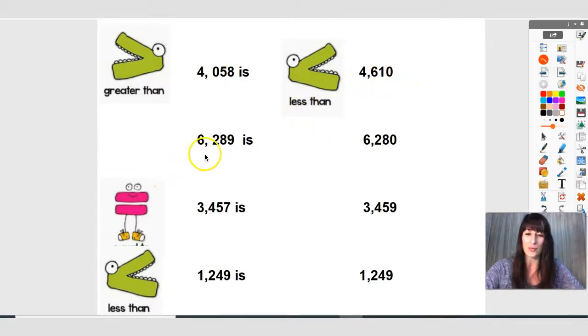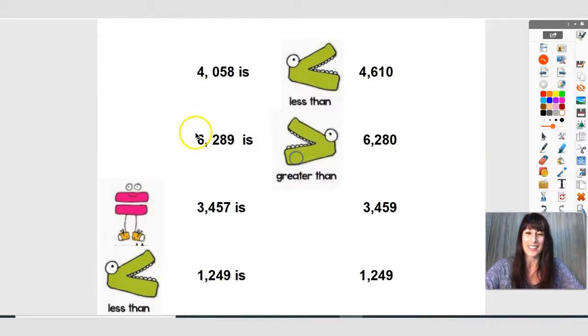All right, let's do this one now. The same sixes, right? We have the same thousands. Now let's look at hundreds. Ooh, the same. 8, still the same tens. Now we have 9 and 0. Well, 9 is bigger than 0, so I'm going to pick this one, greater than. This number is greater than this one. So alligator is going to eat this number because it's bigger.